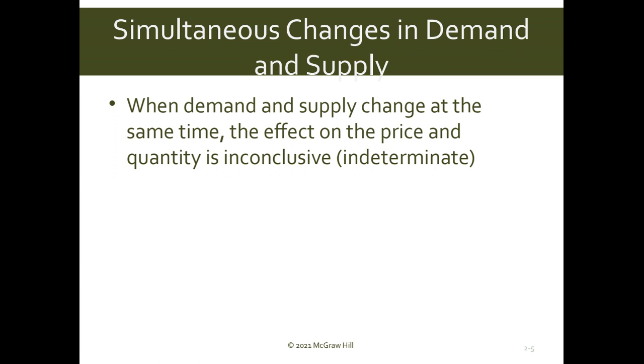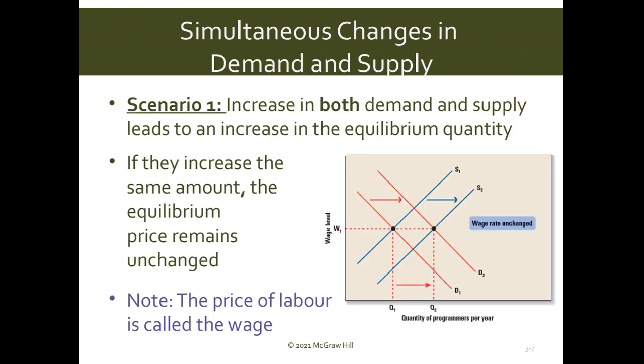So basically, this is the conclusion. When demand and supply change at the same time, simultaneously, the effect on the price and quantity is inconclusive or indeterminate. How we are going to actually derive this conclusion? Let's start with first shifting the demand and supply curve to the right at the same time or simultaneously, right? So there are 4 scenarios. This is scenario number 1. And don't worry, I'll summarize everything.